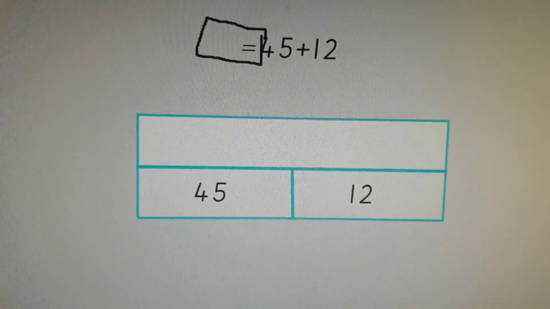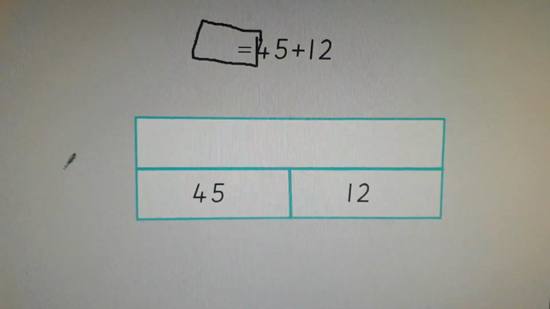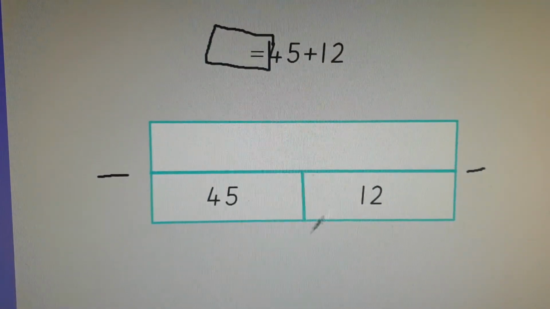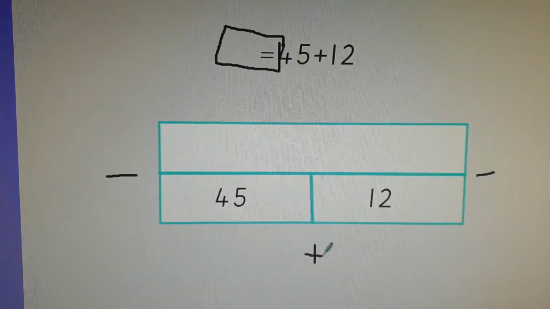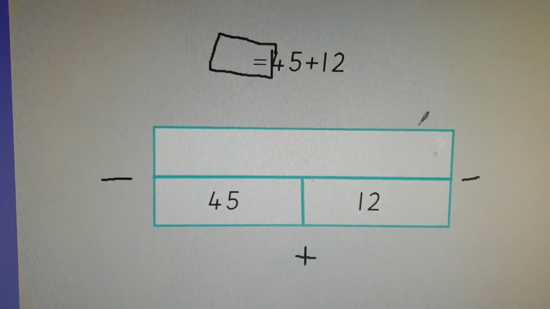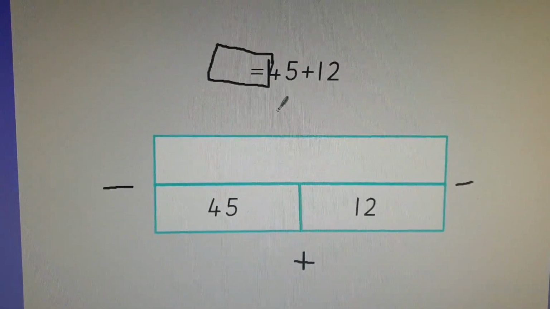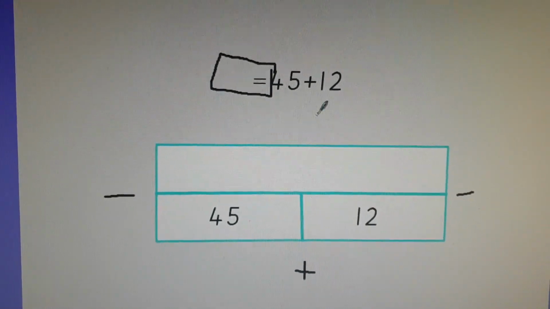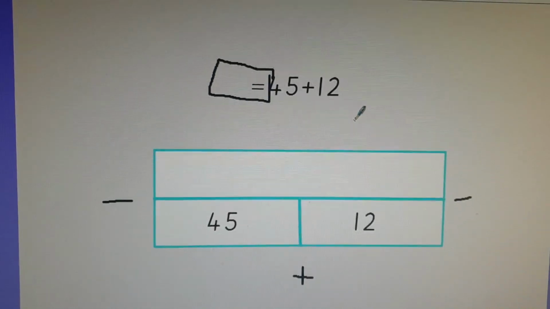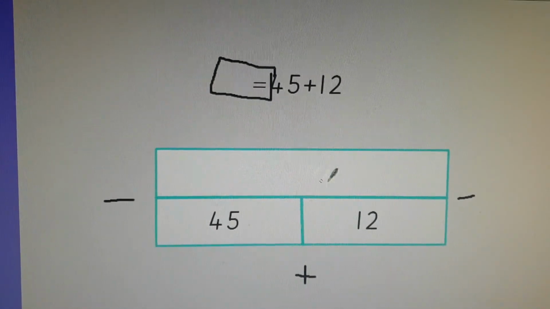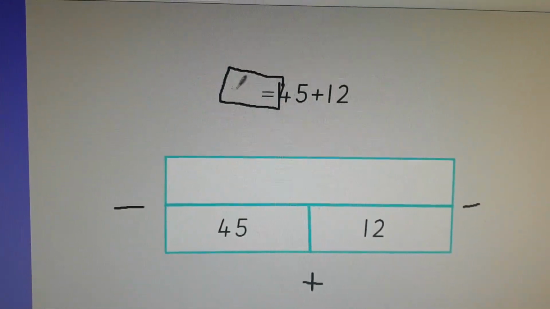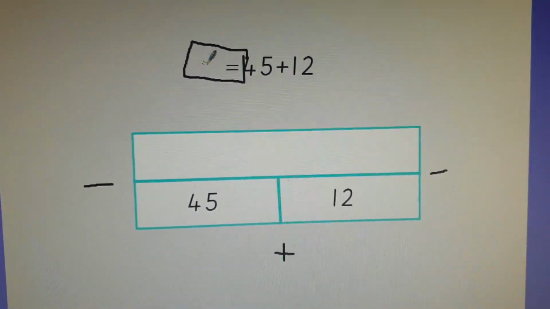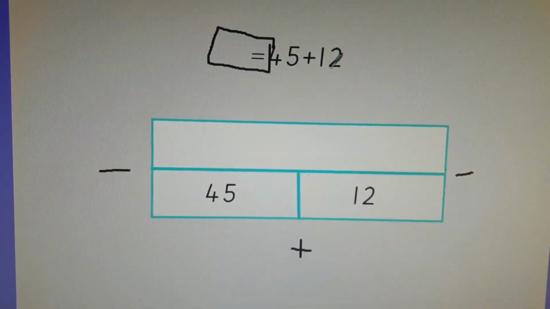And then really important, put my signs on the bar. My takeaway signs go at the side. My add signs go at the bottom. Okay, and then I'd be using my tens and ones, so just like we do normally. So 4 tens, 5 ones, 1 ten, 2 ones to work out the answer. And then my answer goes at the top of my bar, and I'd also write it at the beginning of my number sentence.